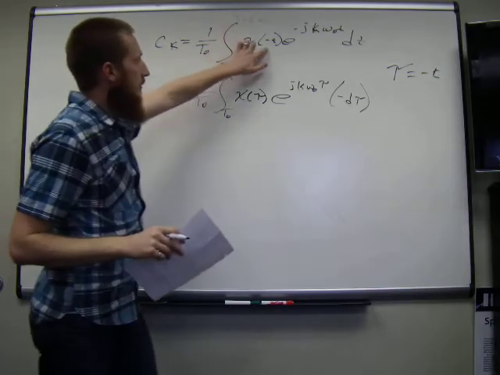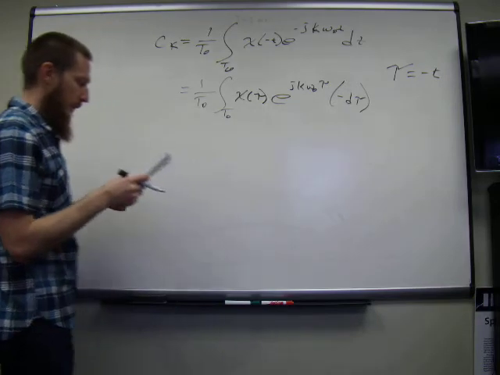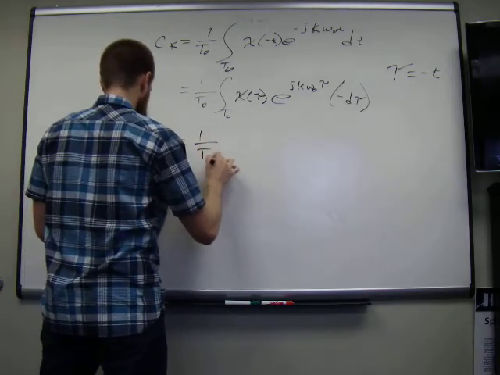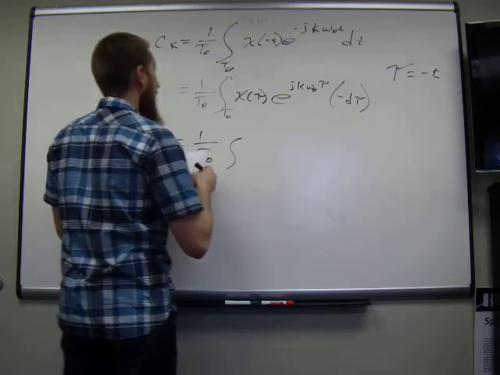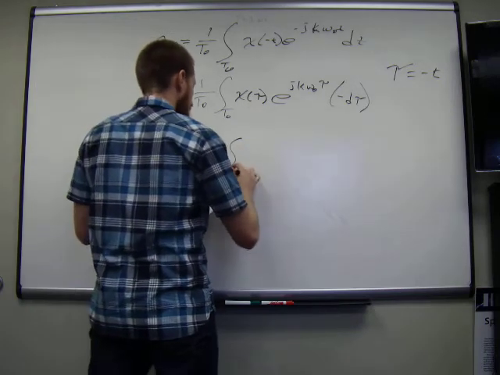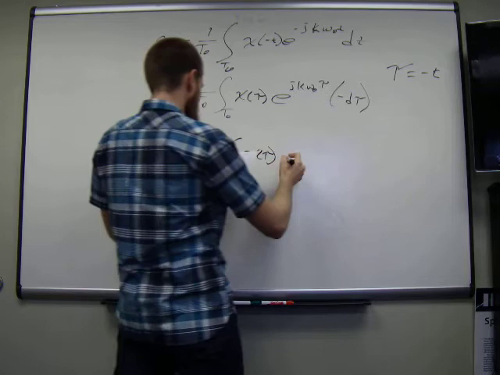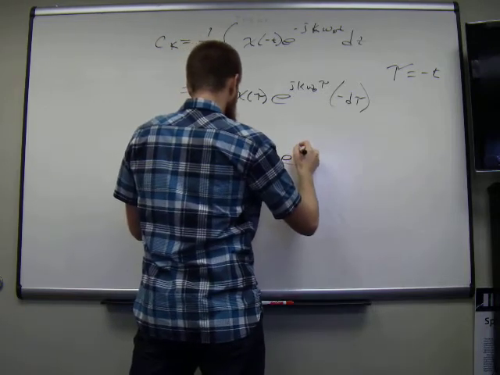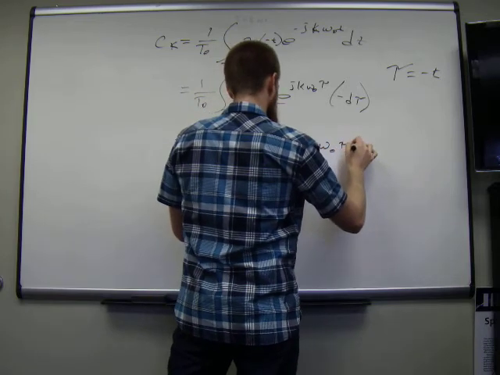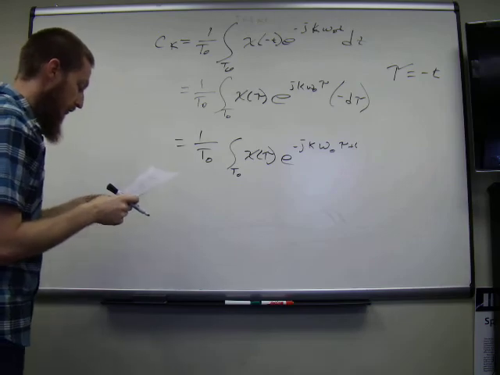So we took this guy and we just substituted in the negative t all through there, and this is what we get out. And then we can say 1 over t naught, x of tau, exponential of negative j k omega naught tau plus, oh shoot, sorry, I skipped the line.